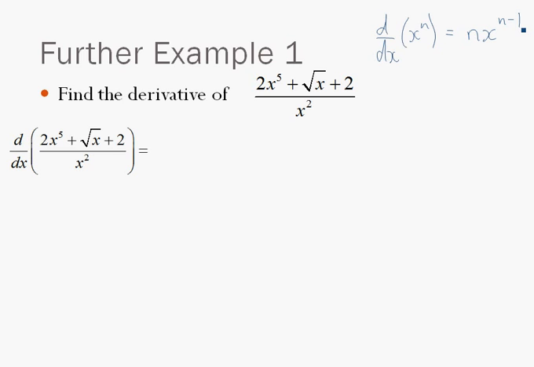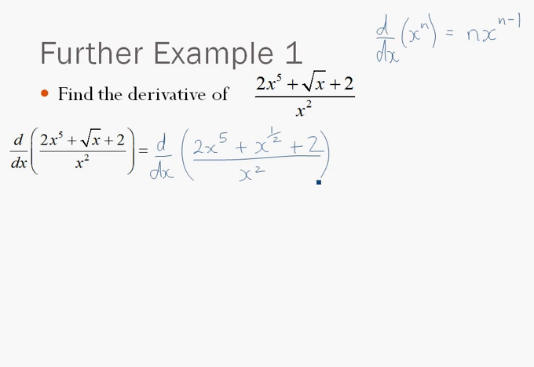So it's a little bit complicated. The first complication is that we have a square root in there. So first step is to replace that square root with a power of x. In other words, we can write this as d by dx, or the derivative of 2x to the 5 plus x to the half, remembering that square root is the same as to the power of half, plus 2 all divided by x squared.